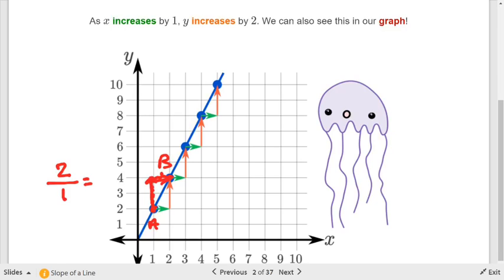And 2 over 1 simplifies. What's 2 over 1? Just plain old 2. So that tells me that the slope of this line is 2, or you could say the gradient is 2, whichever you prefer. That's all there is to it.